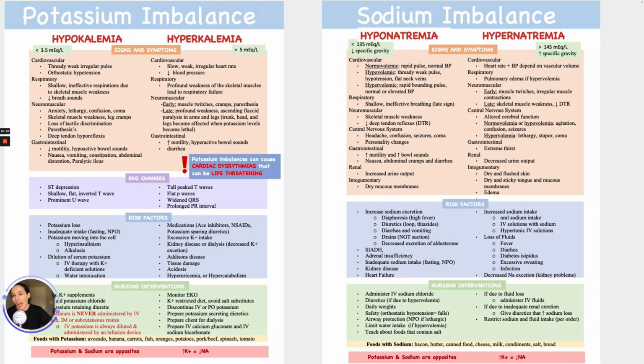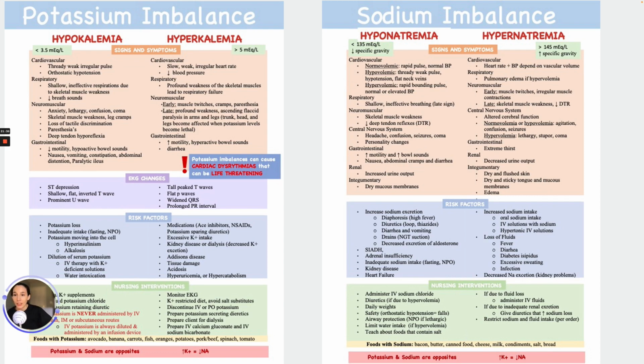And then we have hyperkalemia, so this is anything over 5. You will see cardiovascularly a slow, weak, irregular heart rate, decreased blood pressure, and profound weakness of skeletal muscles that leads to respiratory failure, early muscle twitching, cramps, paresthesia. In late hyperkalemia, you'll see profound weakness, flaccid paralysis of the arms and legs. You will also see increased motility gastrointestinally and hyperactive bowel sounds and some diarrhea.